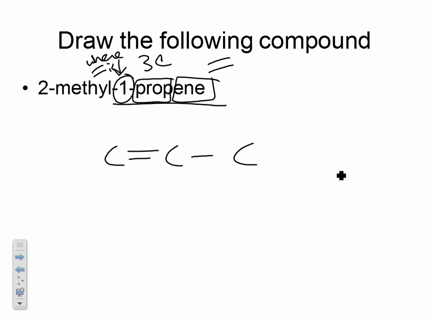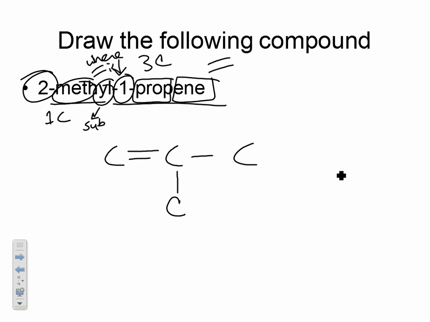Then I'm going to look out in front. Methyl. Well, meth means 1 carbon. The -yl means that it's a substituent. So I know I'm going to be drawing a 1 carbon substituent to this main chain, but I have to know where to put it. So this out in front is telling me the location. So it's telling me that off of the number 2 carbon, I have a 1 carbon chain, a methyl group.